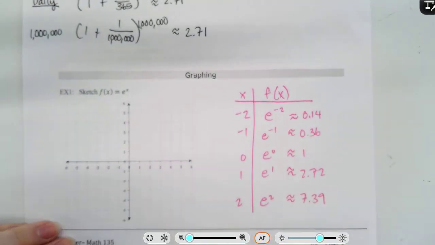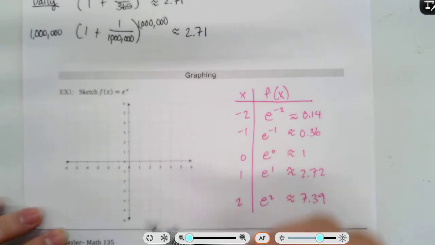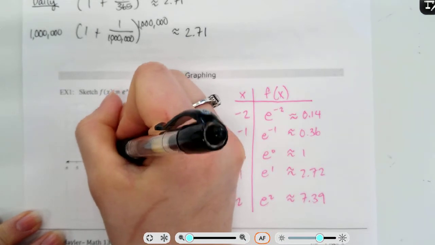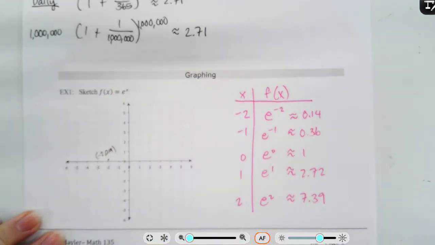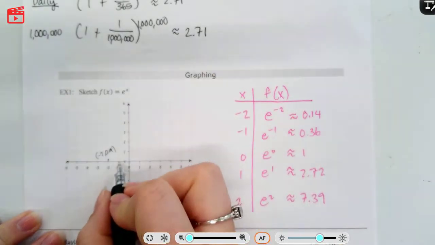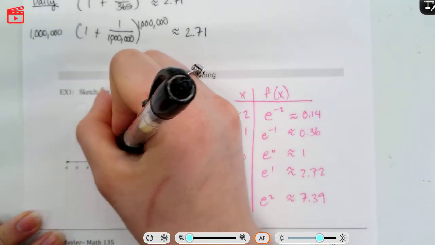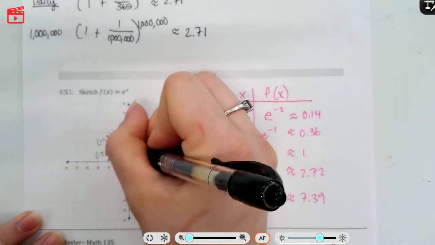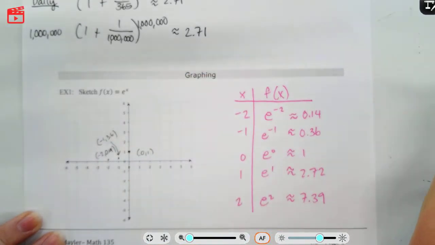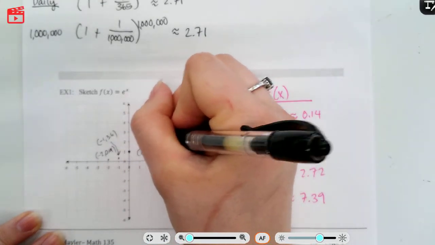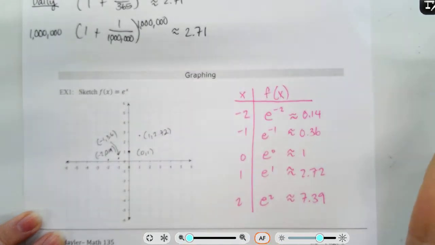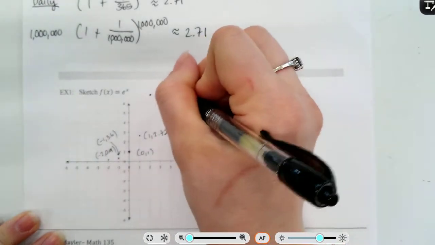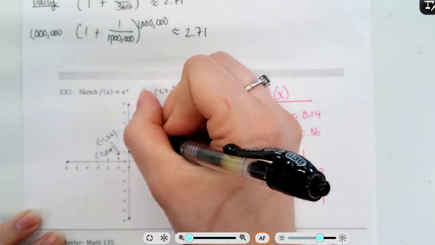All right, so let's go ahead and graph these items. I'm pulling out my thin graphing pen here so I can fit all my values in. So we're going to go with -2, 0.14. -1, 3.6. Zero, 1. 1, 2.72, about there. And 2, ooh, that goes off the chart. About there. 2, 7.39. Actually, it's probably a little lower than that.